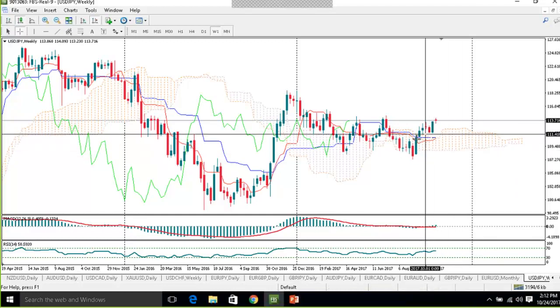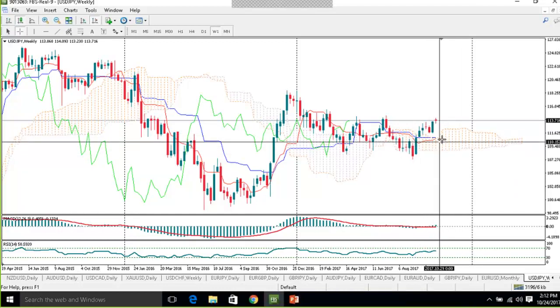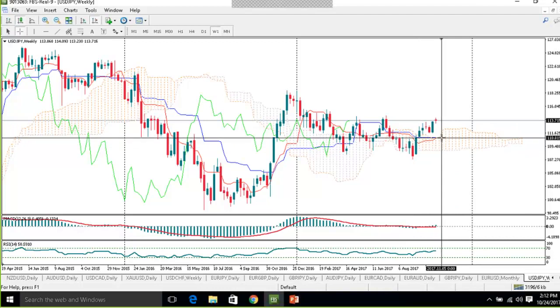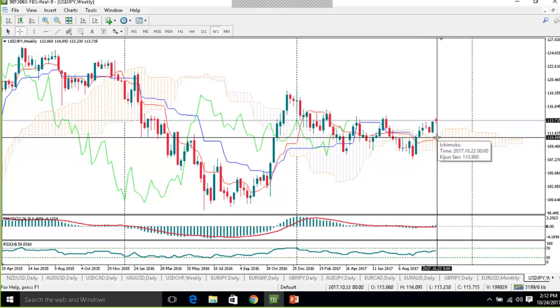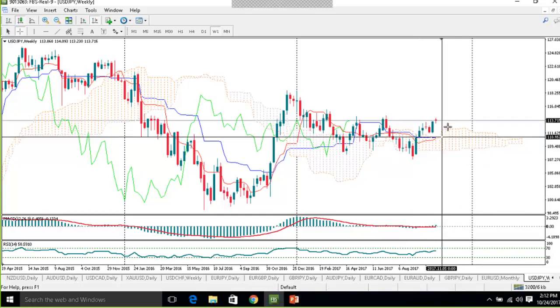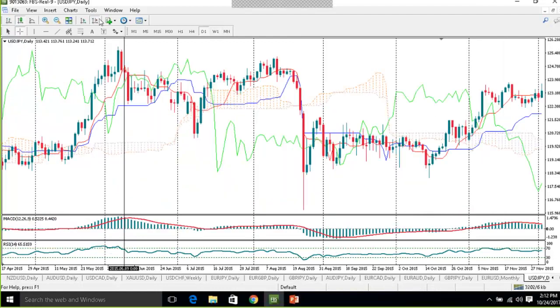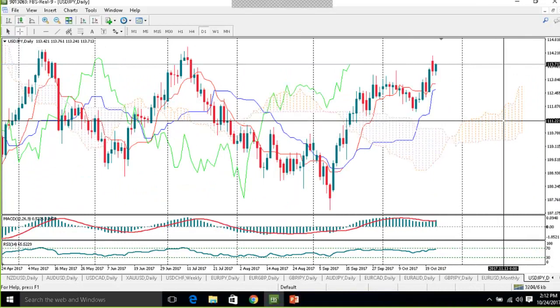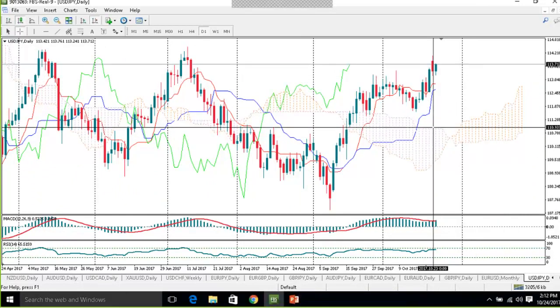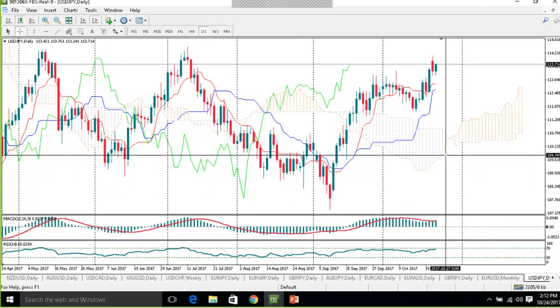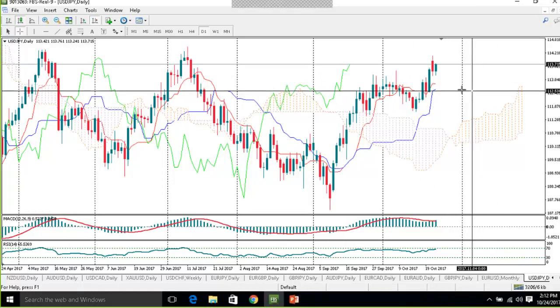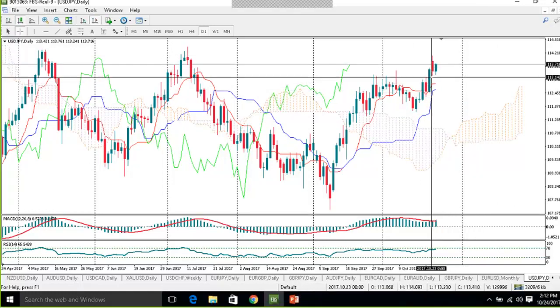The cloud is thick here, and this support will be very good for dollar yen. So it is kind of protected from decline, but currently from these charts, both daily and weekly, we currently don't see a lot of bullish drivers here.